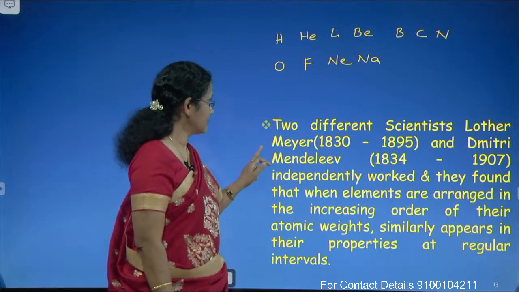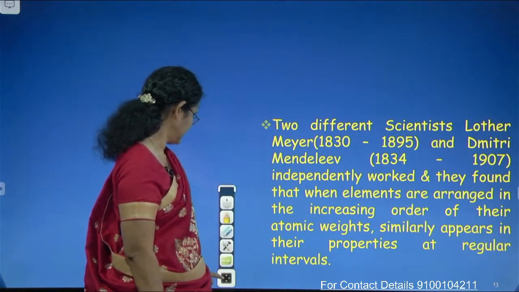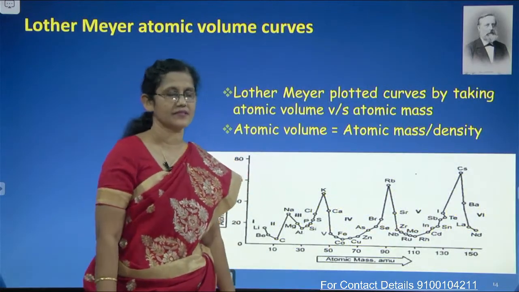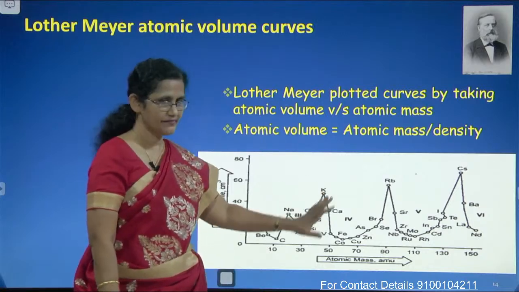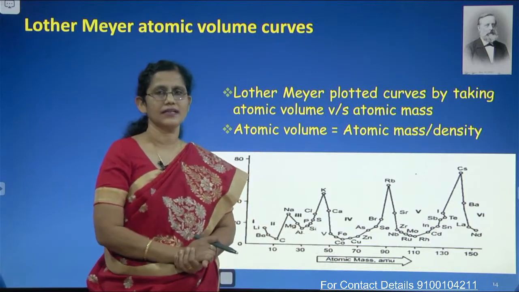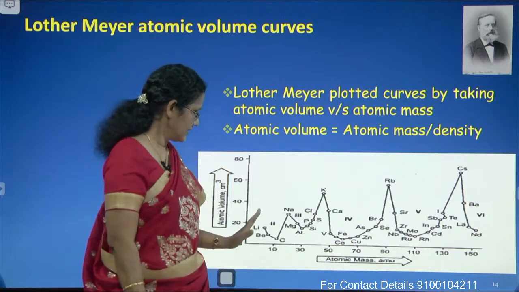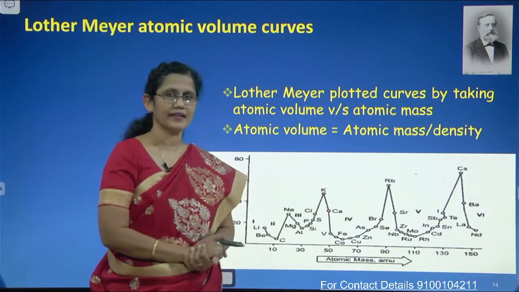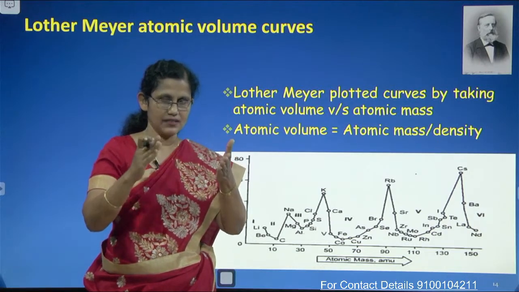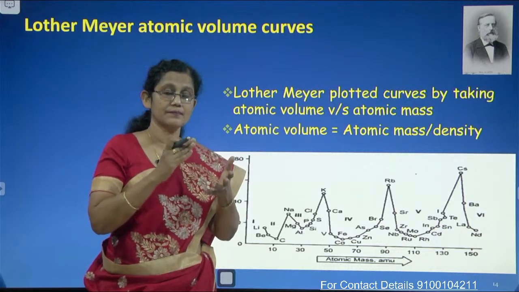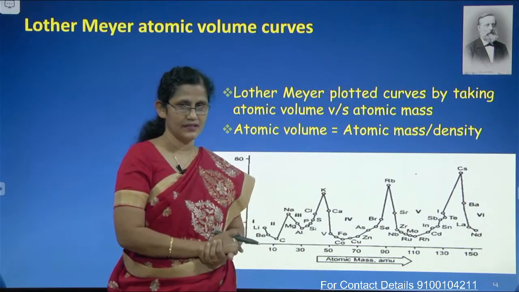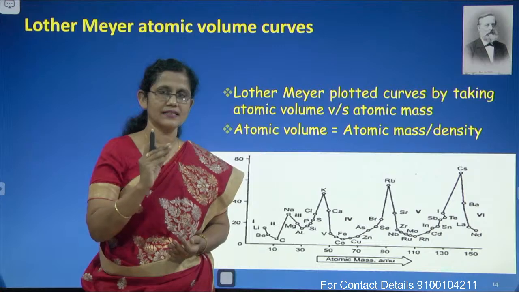So, Lothar Meyer plotted some graphs by taking atomic volume versus atomic mass. Here and there we are getting some peaks, and what he observed is that elements with similar properties occupy similar positions in the curves.